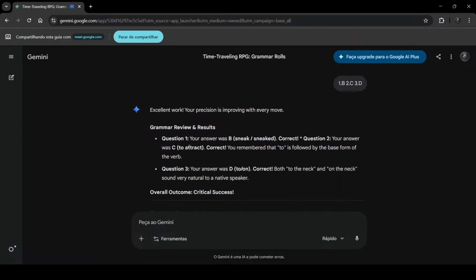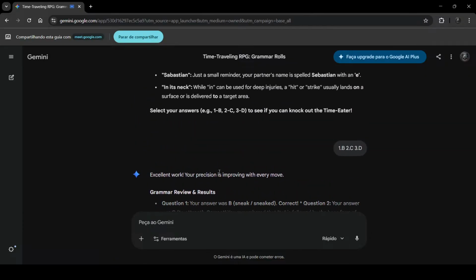So here, grammar review and results. Question one, your answer was B, sneak, sneaked, correct. Question two, your answer was C, to attract. That is correct. You remember that "to" is followed by the base form of the verb, or infinitive, we can call it. Question three, your answer was D, "to" and "on," correct. Both "to the neck" and "on the neck" sound very natural to a native speaker. Yay, critical success.